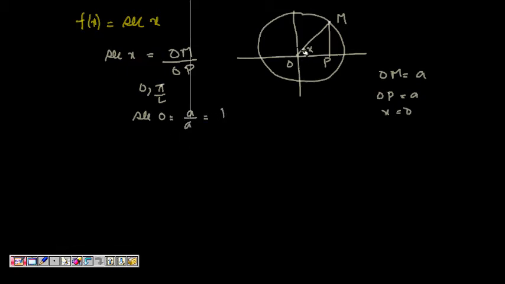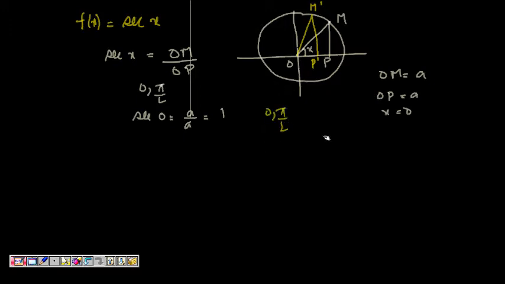Then what happens as x increases? Let's see. This is M dash P dash, so OP is decreasing as x increases from 0 to pi by 2. So this is becoming smaller, and hence OM by OP, OM is constant and OP is becoming smaller. So sec x is increasing in 0 to pi by 2.